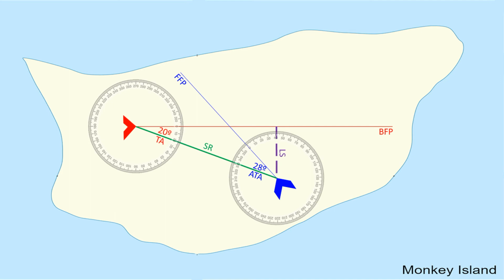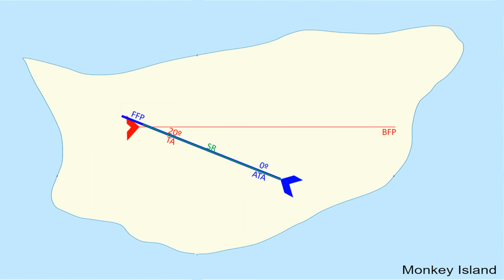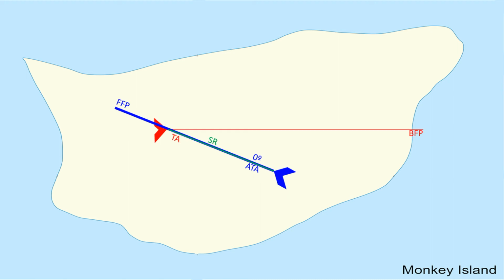So here we are over Monkey Island, and we can see the target aspect and the antenna train angle. We put our nose on their nose, we still have 20-degree target aspect. And as we approach them, we still see that 20 degrees of target aspect. It doesn't change. We're going to have to get a lot closer to the target and continue to move through space before we really see an impact.